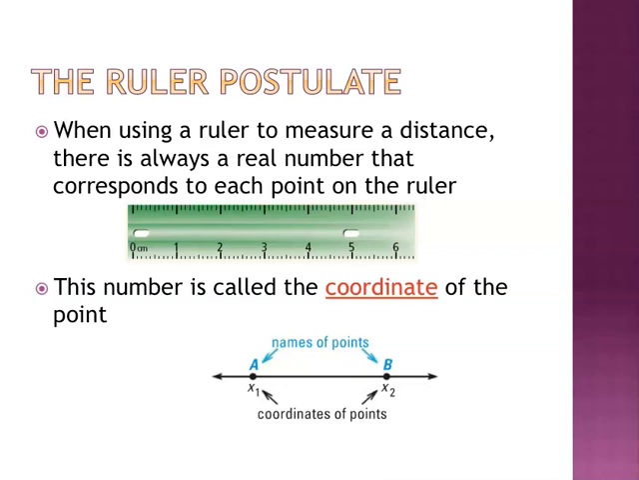So here, for example, is a line with points A and B, and if you were trying to measure the distance from A to B, you would need to know what the coordinates of those points are. That's really what you're doing. So you don't always have to start at 0 when you're using a ruler. You could start at 2 to be at A, and then just measure out to B. And then you would use the difference in the coordinates of those points to find the distance.